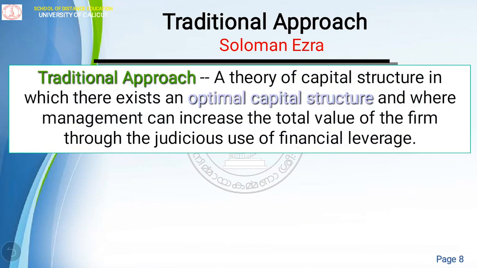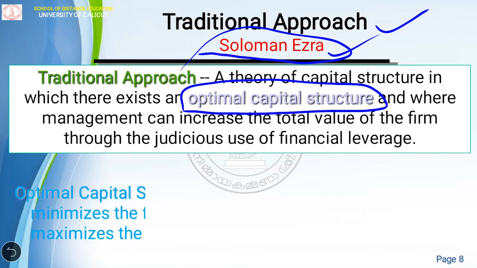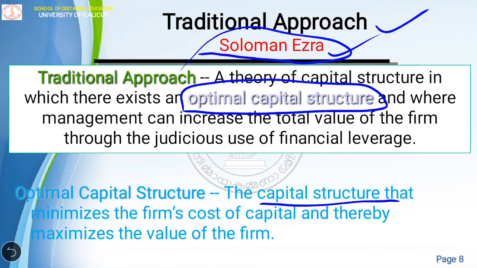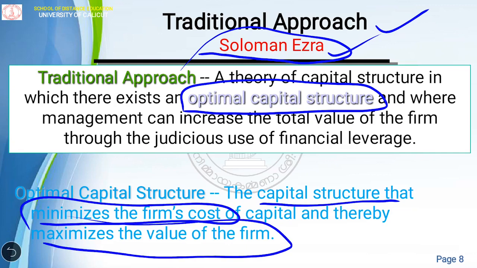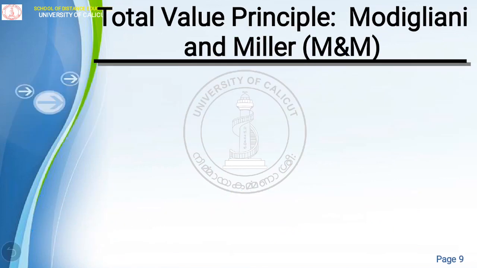Then the third approach is the traditional approach. Solomon Ezra advocated this kind of theory. This is a theory of capital structure in which there exists an optimal capital structure. So there is a one word question here: optimal capital structure is advocated in the traditional approach by Solomon Ezra. Optimal capital structure means the capital structure that minimizes the firm's cost of capital and thereby maximizes the value of the firm. So optimal capital structure is a capital structure where the cost is minimized and value is maximized. This is the optimal capital structure explained by Solomon Ezra under the traditional approach of capital theories.